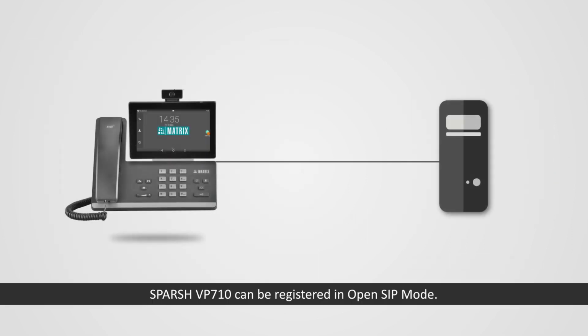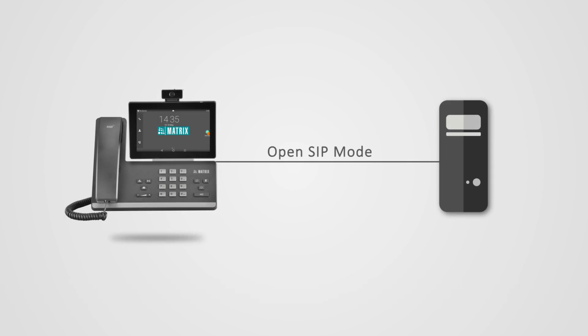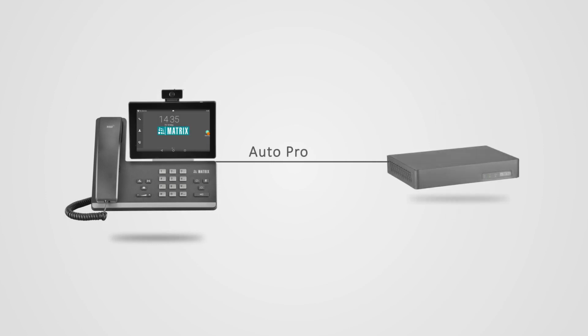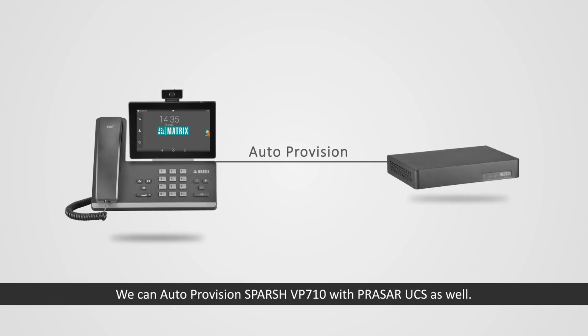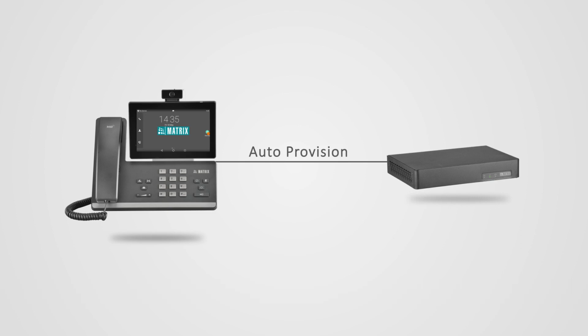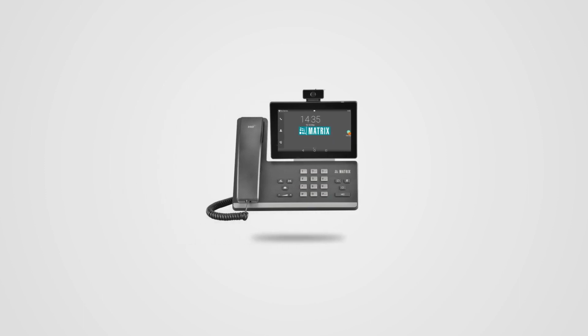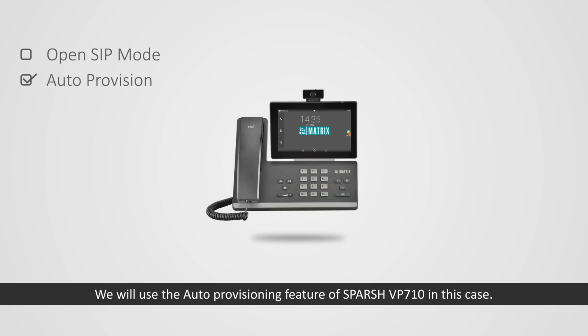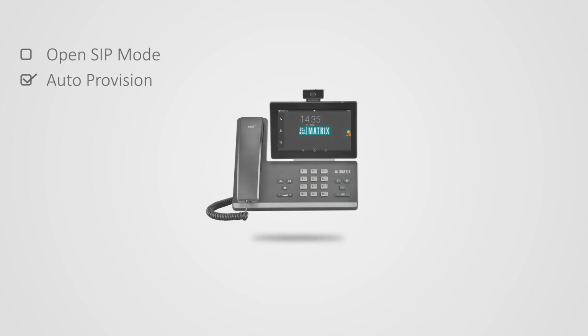SPARSH VP710 can be registered in OpenSIP mode. We can auto-provision SPARSH VP710 with PRASAR UCS as well. We will use the auto-provisioning feature of SPARSH VP710 in this case. This can be done from phone's GUI or phone interface. We will see both the methods.